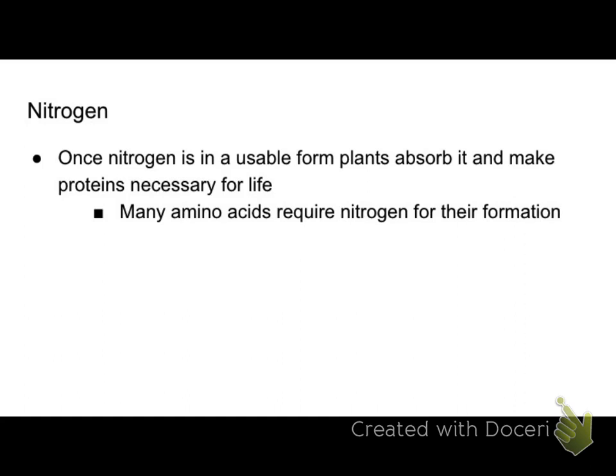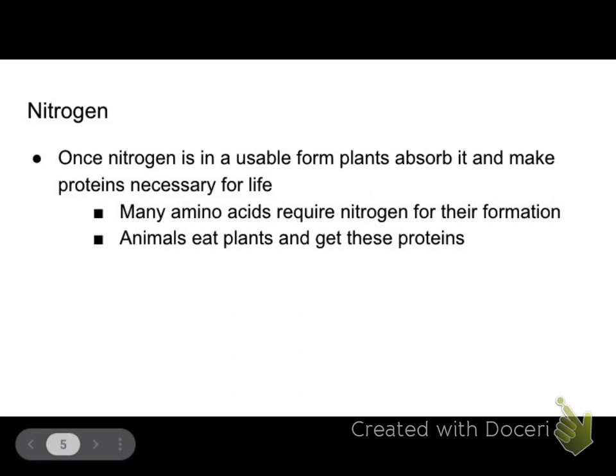We make some of them, but some of them we have to get from our food. So some of the amino acids produced by plants are those essential amino acids that we need for protein production. So nitrogen is really quite critical to our everyday lives, whether we realize it or not. Animals then eat plants. We get those proteins that contain those amino acids, and then we can use those to build our own proteins to help our body function and run correctly.